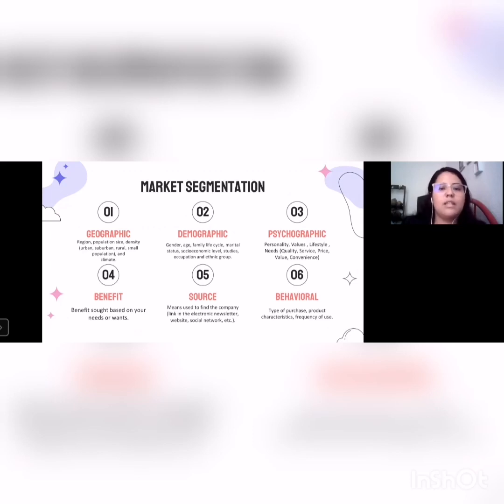Benefit is about the search based on needs or wants. The source means the channel used to find the company, like the link on the electronic newsletter, website, social network, etc. And behavior is the type of purchase, product characteristics, and preference of use.